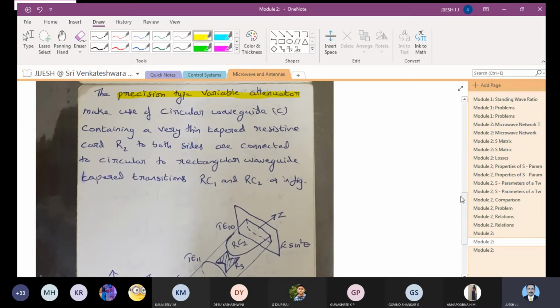So here we are going to study the precision type variable attenuator, where you have the combination of circular waveguide as well as rectangular waveguide, and you have thin resistive films. You have three resistive films, R1, R2 and R3. All these resistive films are placed within the rectangular and circular waveguides, and this helps in the attenuation process of a signal. So that is what we'll see.